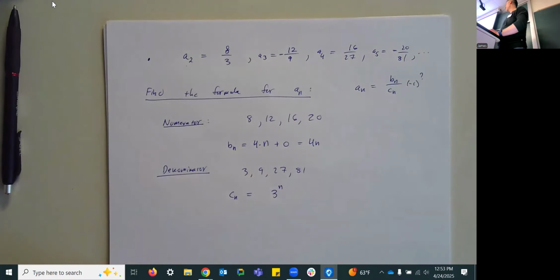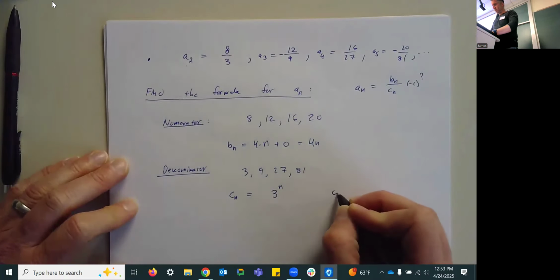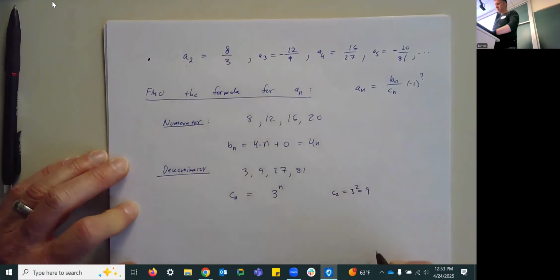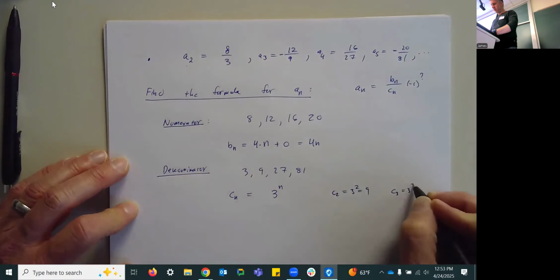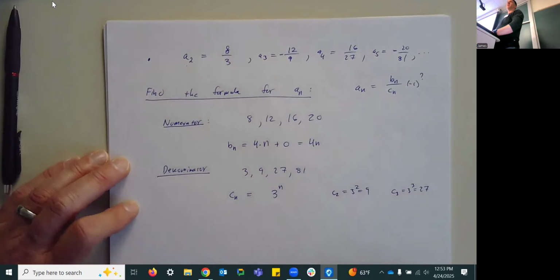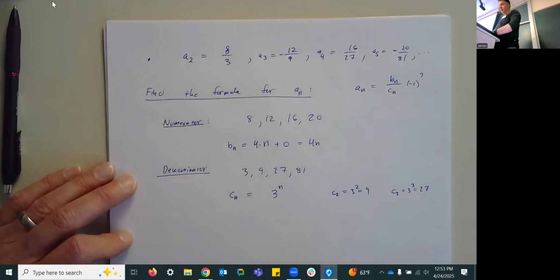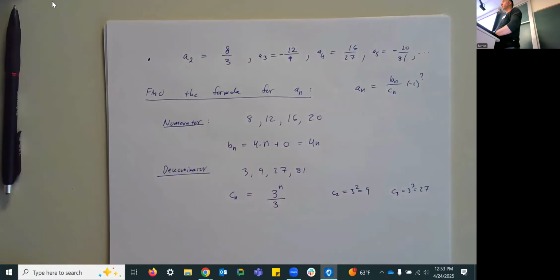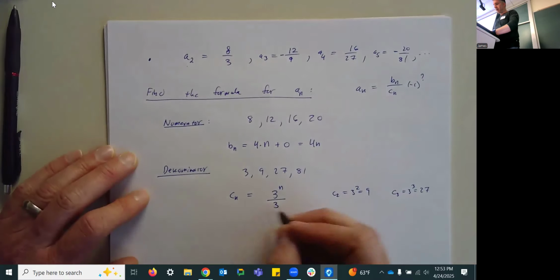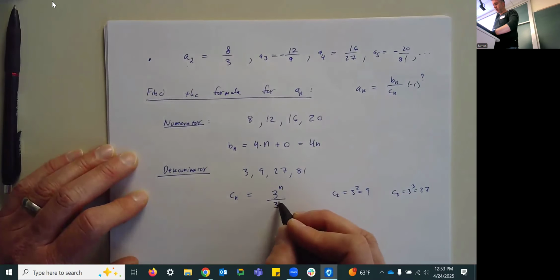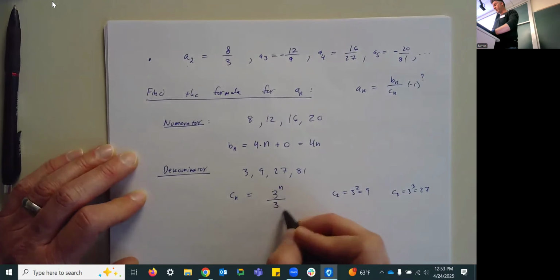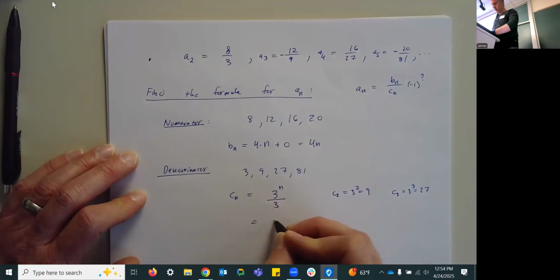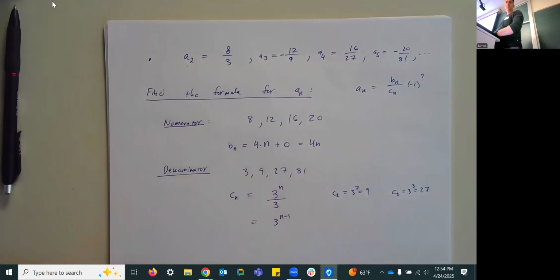The problem is 3 to the n is too big. If I plug in n equals 2, my c sub 2 is 3 squared, which is 9. My c sub 3 is 3 cubed, which is 27. It's like I'm a multiple of 3 too big. So you could either write it as divided by 3 if you prefer, because that'll fix it. Or if you like, 3 is really 3 to the 1, and 3 to the n divided by 3 to the 1 is going to be equal to 3 to the n minus 1, which is probably the preferred way to write it.